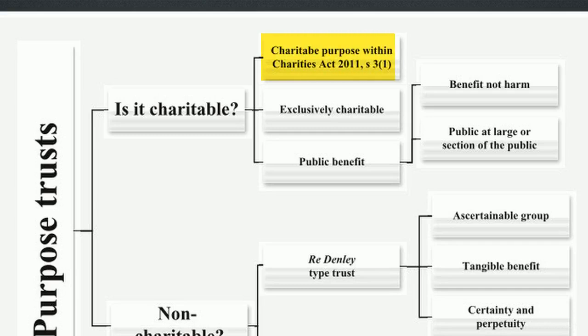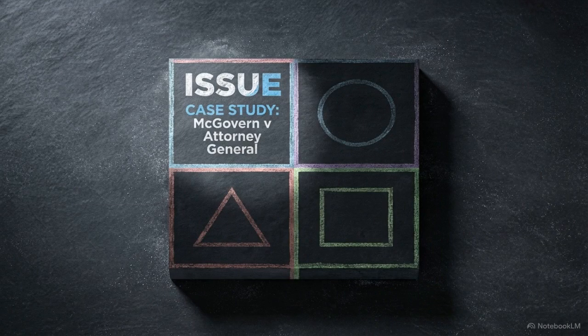Testing for charitable status under the Charities Act 2011 is the most secure pathway. Here, the Crown steps in as legal enforcer. The statute demands the trust be exclusively charitable. A non-charitable motive makes the entire structure fail. This grid outlines the analysis in McGovern.